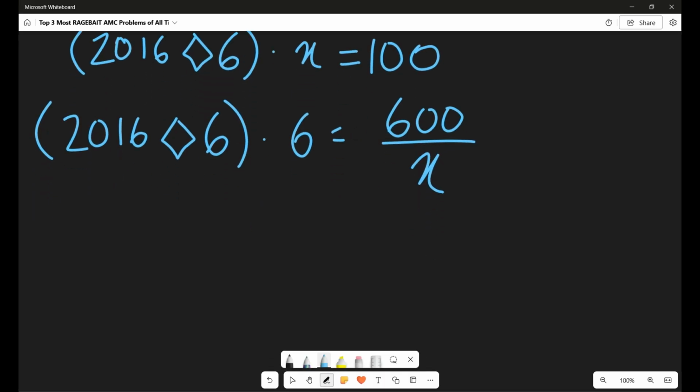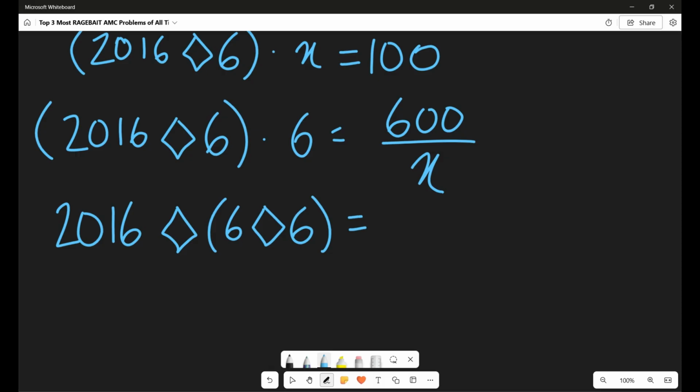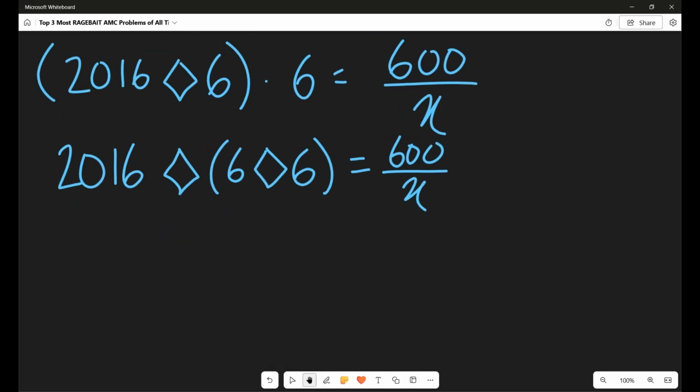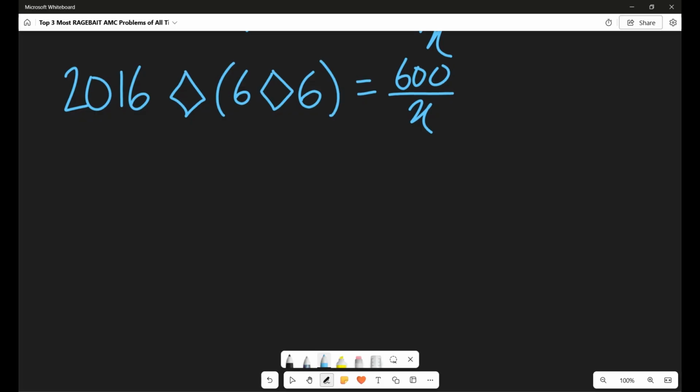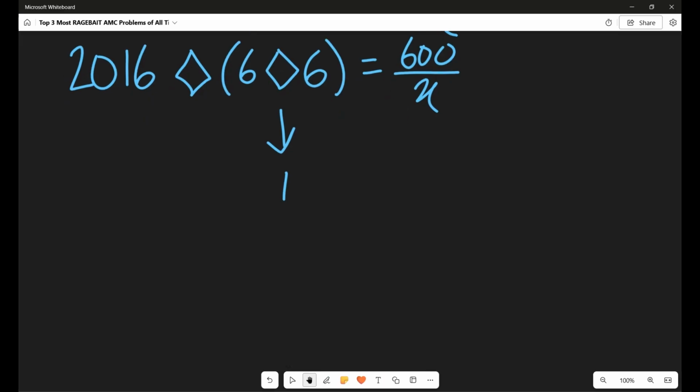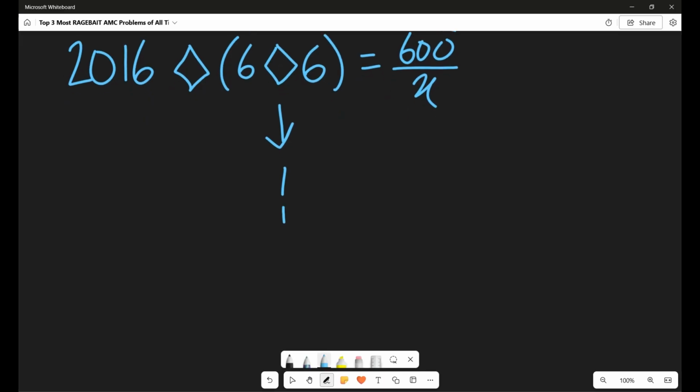Now that we have this, we can rearrange our left-hand side to be 2016 diamond 6 diamond 6 equals 600 over X. Now, 6 diamond 6 is just 1, but if we simplified it to 1, then our left-hand side would be 2016 diamond 1, and we don't really know what to do with that. And this is where our second clever move comes in.